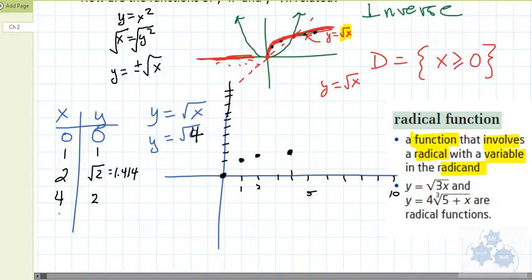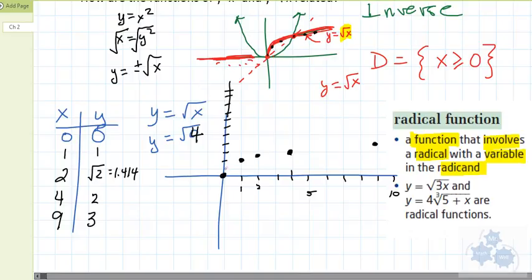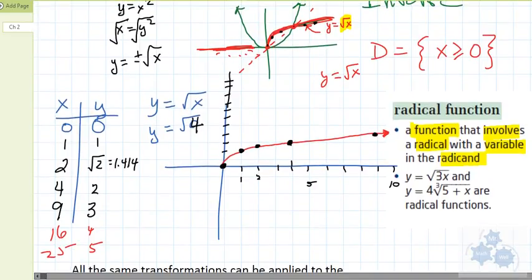So what's the next friendly number I should use for an input value to get a whole number? 9. Yeah, and that square root is 3. So we'll go 9 and we'll go 3. If you carefully connect these dots with a nice smooth curve, you get something that looks sort of like this. Okay. So that's the graph of the square root of x. Other friendly ones we could put in here: 16 and 4, 25 and 5, 36 and 6, 49 and 7, and so on. Those are nice friendly numbers to graph.